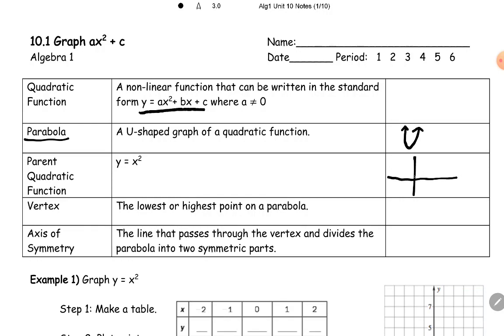Now, they have a lowest or highest point, and that point is called the vertex. The axis of symmetry is the line that crosses, so let's draw another one really quick. Let's say we have a parabola up here. The axis of symmetry is a line that divides it into two symmetric parts, like the left side looking in a mirror and seeing the right side, or vice versa, right side, mirror, left side.